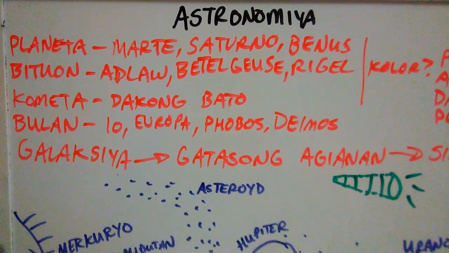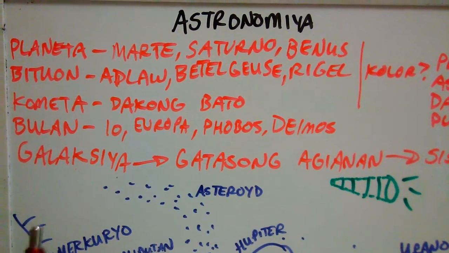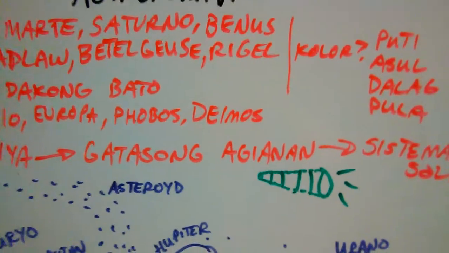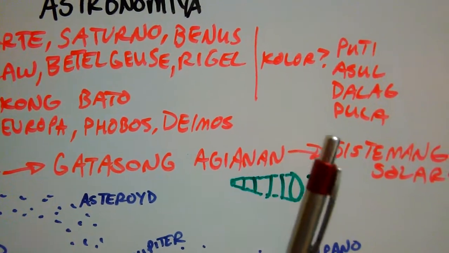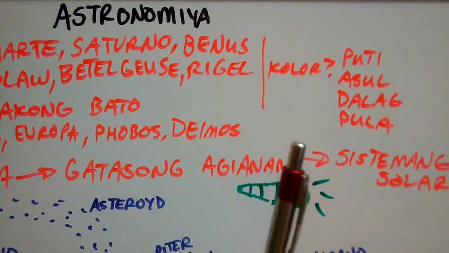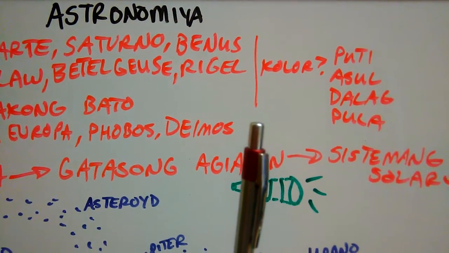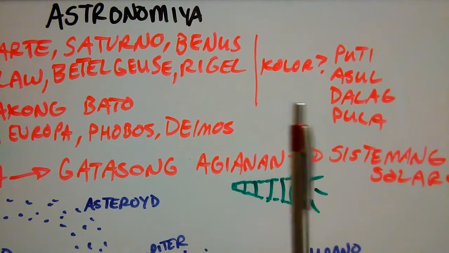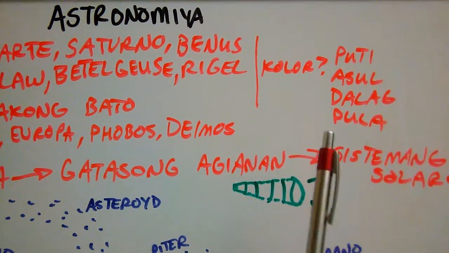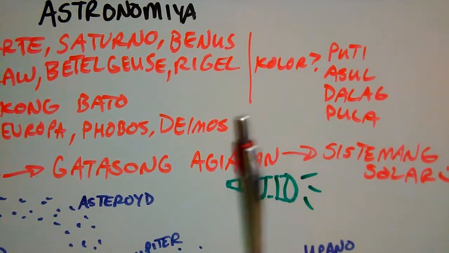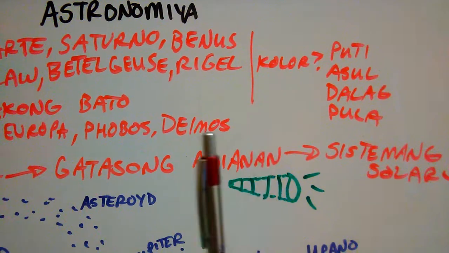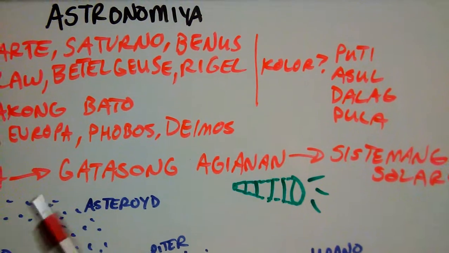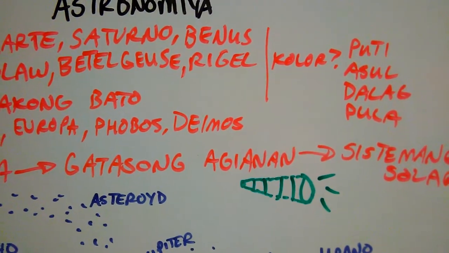Mga bituon, di ba? Adunay ta mga bituon, mga laing klase nga mga bituon, sama sa adlaw, Betelgeuse, o Rigel. Ug ang mga bituon, adunay pod sila mga laing klase nga kolor nga depende sa init o sa kusog nila, sa kusog sa radiasyon, the radiation, right? It depends. So we have colors like puti, azul, dalag, pula, right? Which color would be the strongest heat depends on the type, because there are different types of stars that we have too, right?